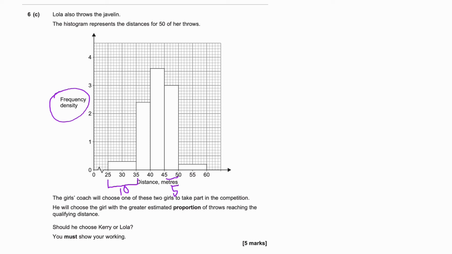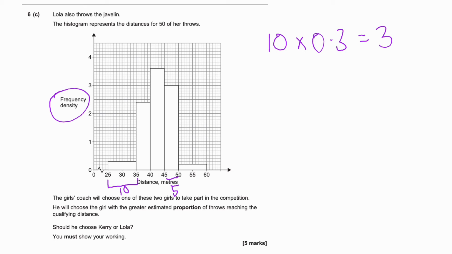So, for example, if we wanted to know how many throws Lola got between 25 and 35 metres, the area of that little rectangle would be 10 wide, and the height of it would be 0.3 by the look of it. So it would be 10 times 0.3, or 3. She got 3 throws within that size, between 25 and 35.